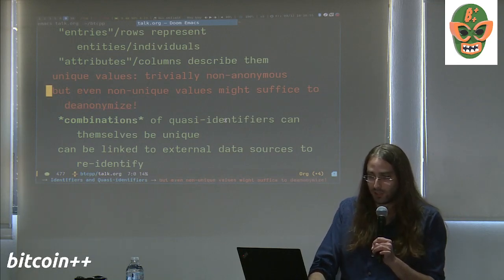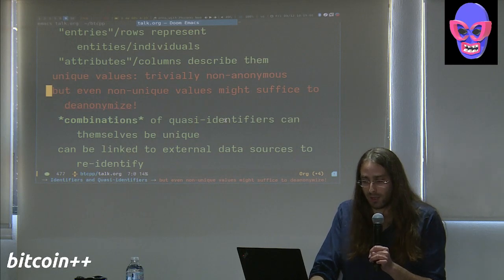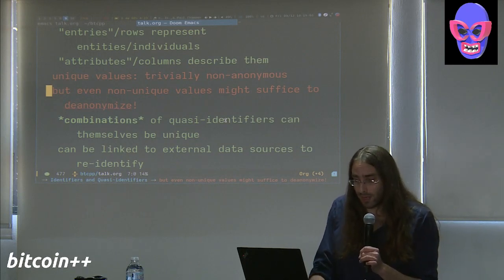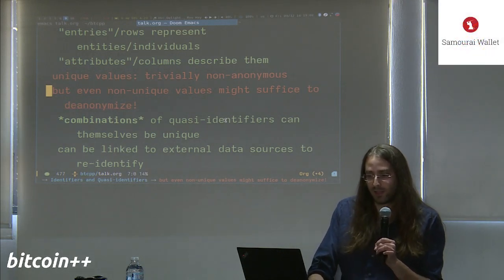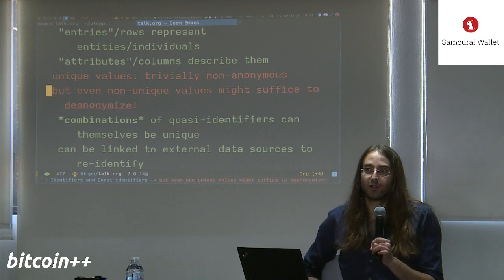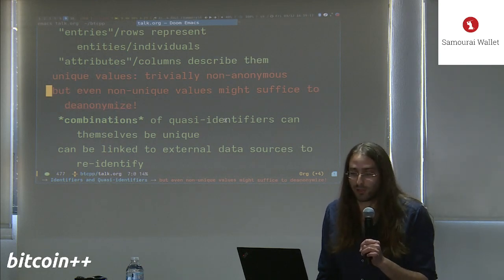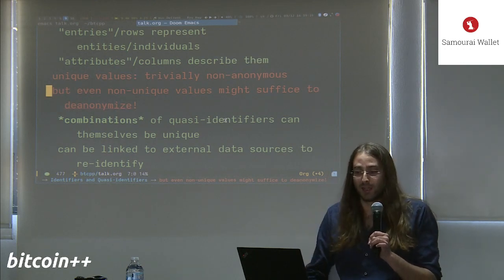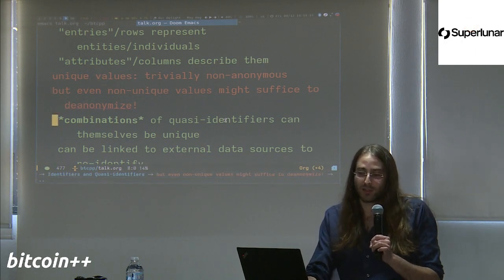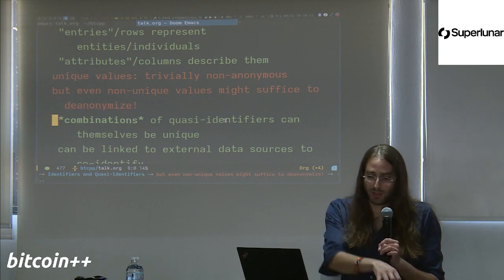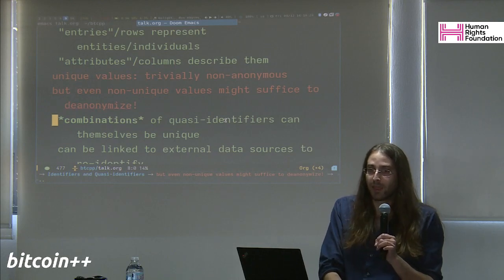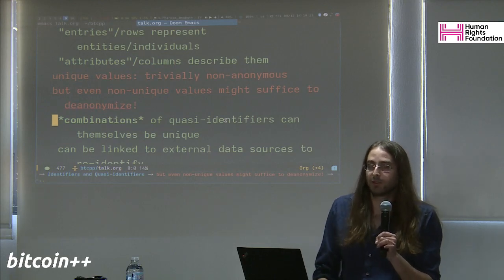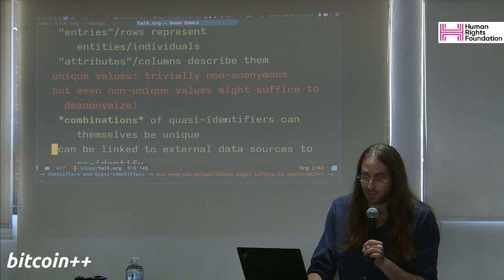The term for that dates a bit further back, I think from the 80s. They call this a quasi-identifier, and the idea is that quasi-identifiers are partially identifying attributes of this database. And the key thing to observe is that the combinations of quasi-identifiers, as we said before, like somebody who's male and has a specific birth date and lives in a specific zip code, that tuple might itself become a unique identifier.